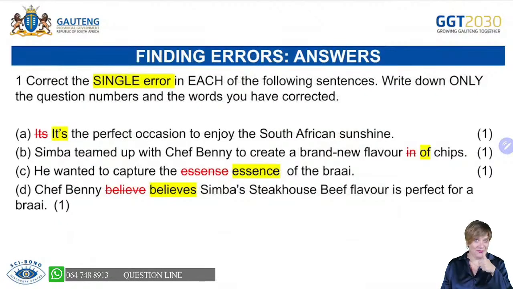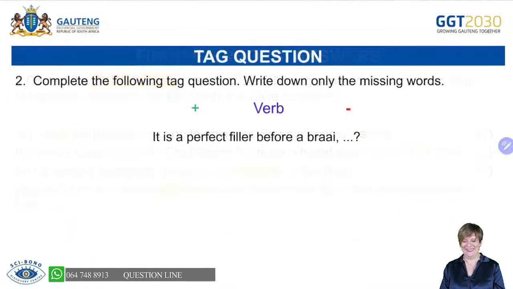So the first one is the apostrophe. You can see there, it's should have had an apostrophe. Number B was a tricky one. Simba teamed up with Chef Benny to create a brand new flavor. So we used the incorrect preposition here, of chips. He wanted to cover the S's, that's a spelling error. And Chef Benny believed, no we can't, we have to have believes because he was single. Do you see that? Concord.